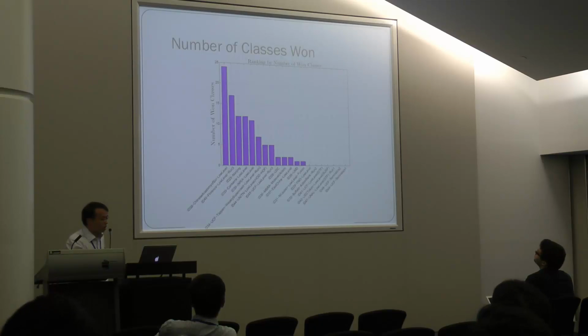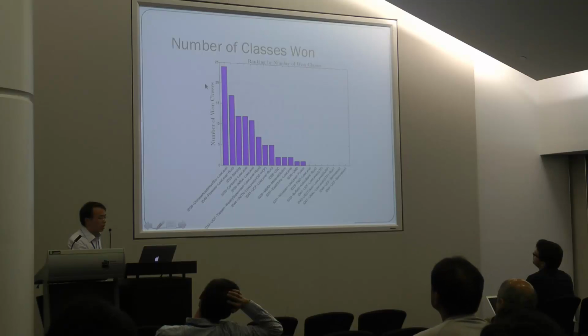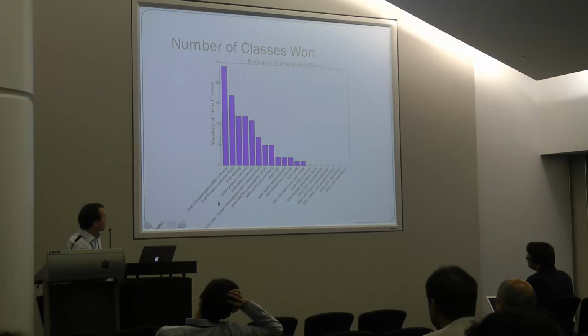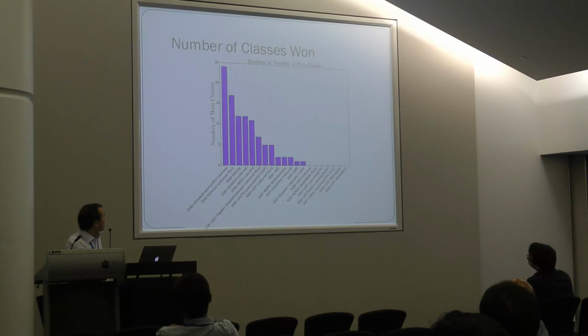Another interesting statistic I want to show is the number of classes won by each team. We only look at the top one. This is similar to the previous one. We can see that even with the original results, the CS team actually achieves the most classes as the top, followed by Florence and Nanjing.